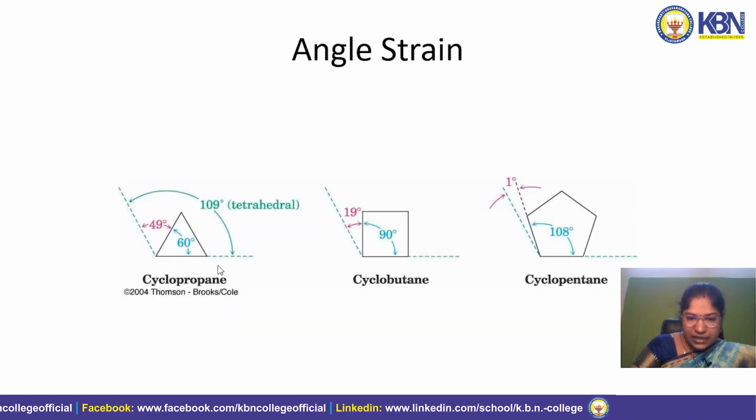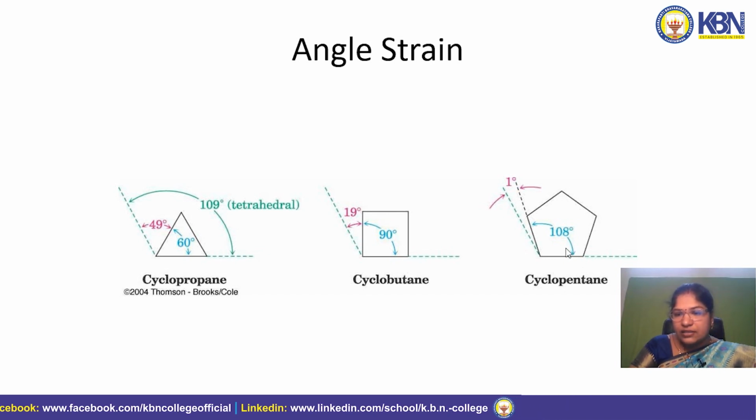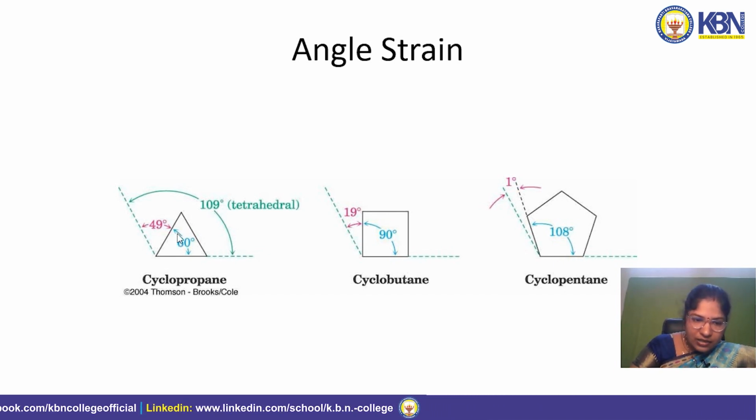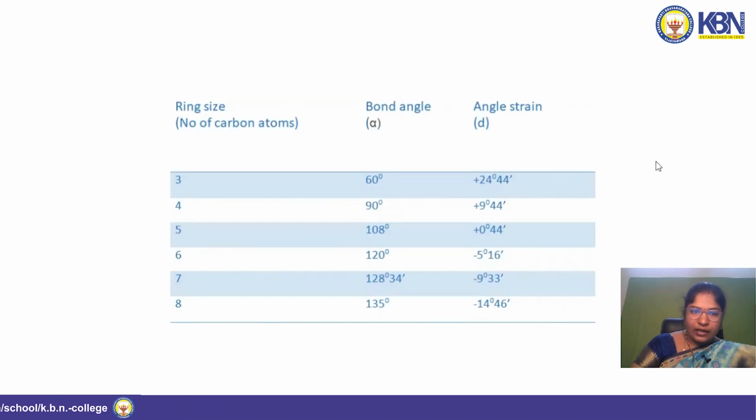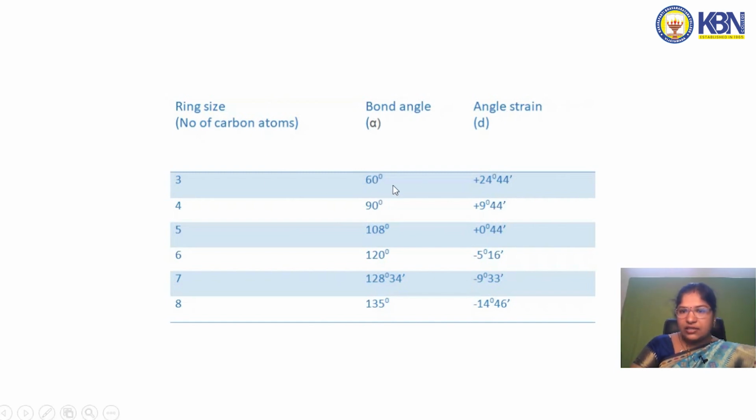This is the simple cyclopropane and this is the cyclobutane and this is the cyclopentane. Here alpha is 60 degrees, here the angle is 90 degrees, and here in cyclopentane the angle is 108 degrees. Next, when ring size increases, strain decreases. Here in cyclopropane, the bond angle is 60 degrees and the angle strain is plus 24 degrees 44 minutes. And here in cyclohexane, the bond angle is 120 degrees and the angle strain is less. When the ring size increases, strain decreases.